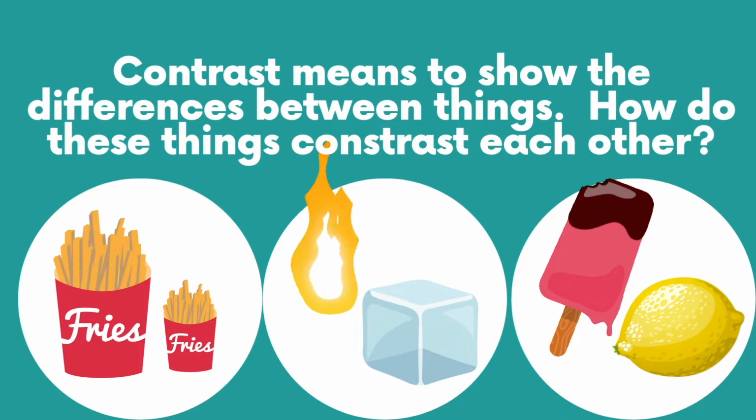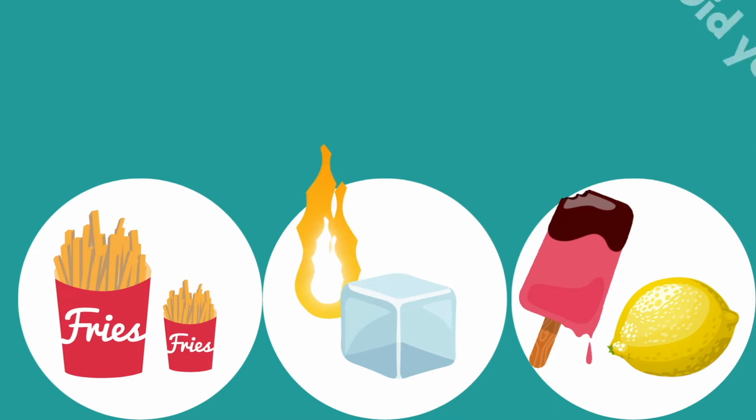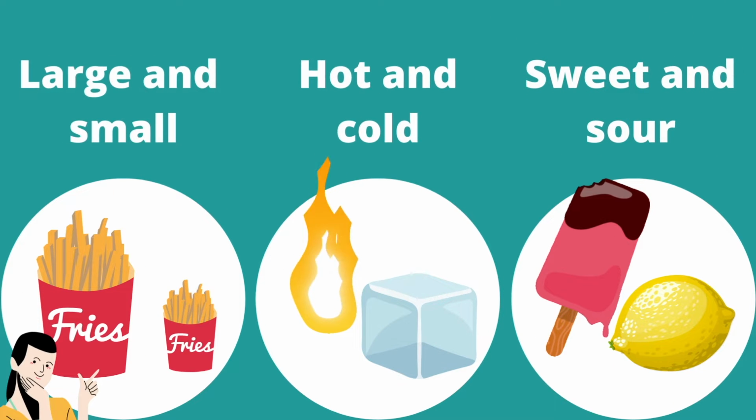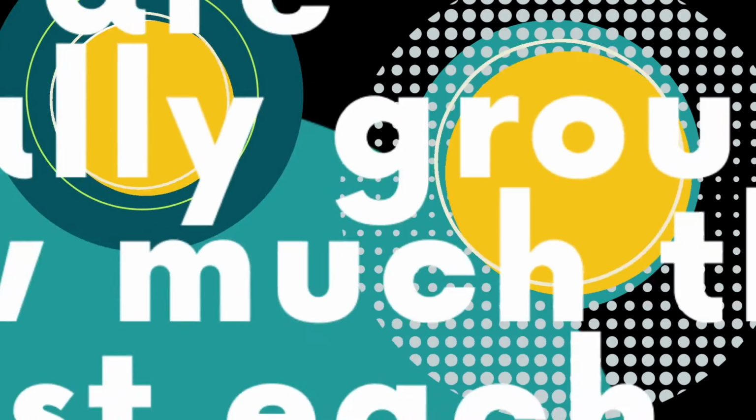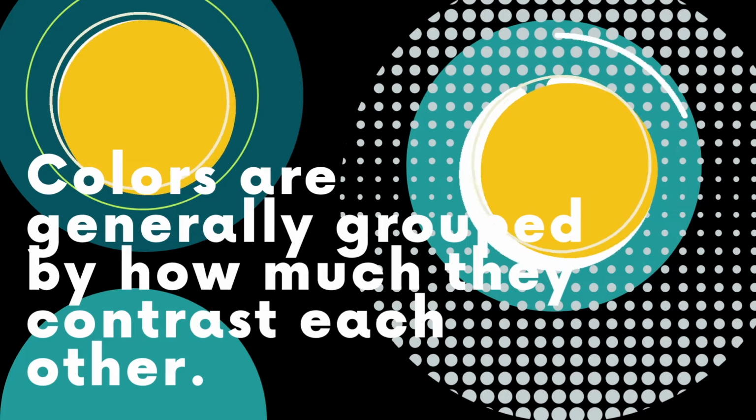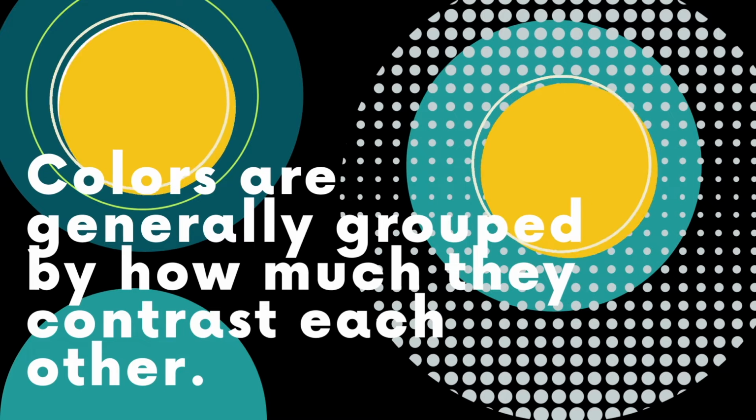Contrast means to show the differences between things, like how do these things contrast each other? How are they different? Did you say that the fries are large and small, hot and cold for the ice cube and the fire, and sweet and sour for the popsicle and the lemon? Colors are generally grouped by how much they contrast each other.